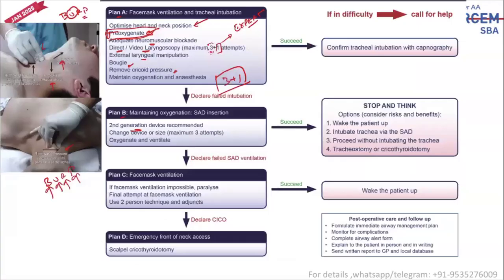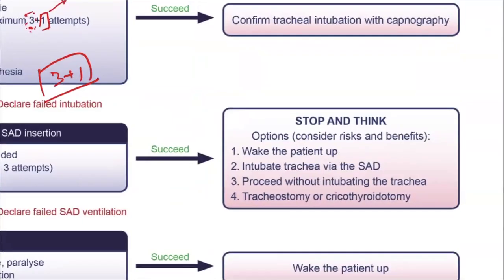If you are able to place it and ventilate the patient, then think about what is required for this patient. Is it best to wake up the patient and wait for the experts to be there and decide what next is to be done? Or can I intubate through the supraglottic airway device? There are special supraglottic airway devices available through which you can pass the ET tube. Is it possible in this patient?